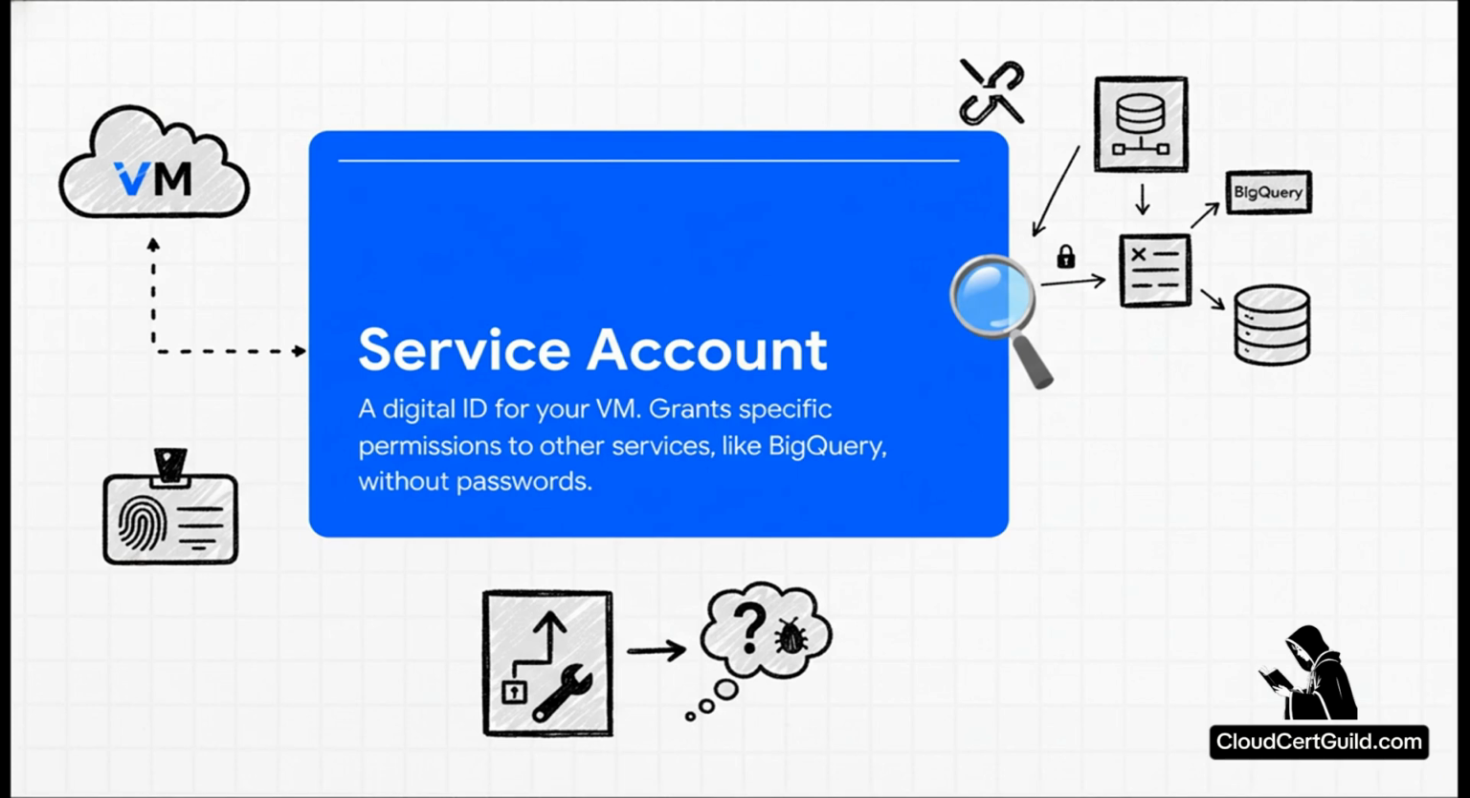Just think of it like a digital ID badge for your VM. This badge has a very specific list of permissions on it, like you are allowed to read data from this database. So when your script runs, the VM just flashes this badge and Google Cloud says, okay, you're good, and grants it access. No passwords needed. Seriously, this is a huge one for beginners. If your script can't connect to another service, checking the VM service account permissions should be the very first thing you do.